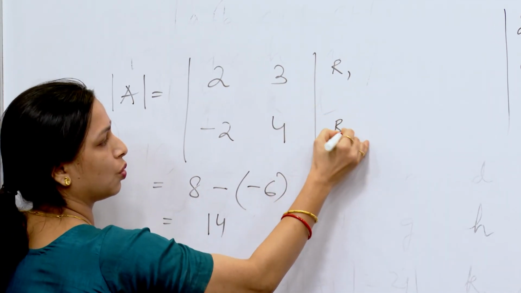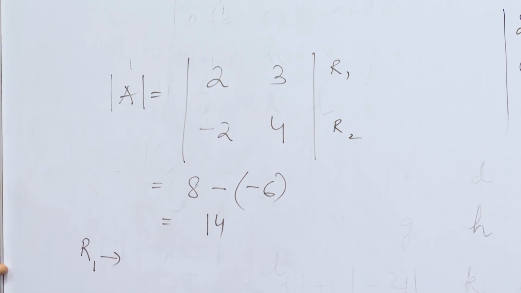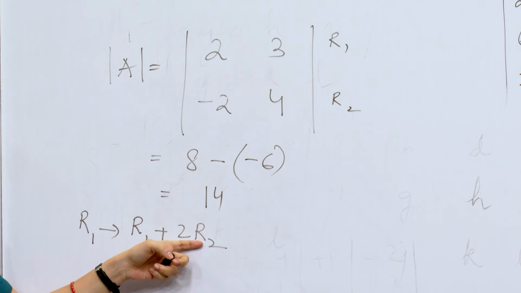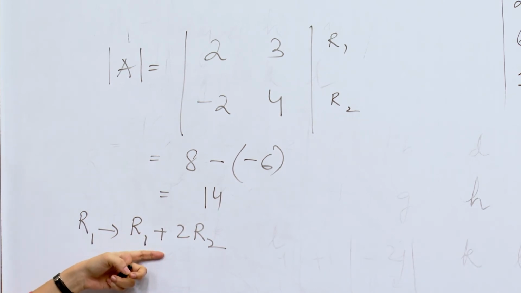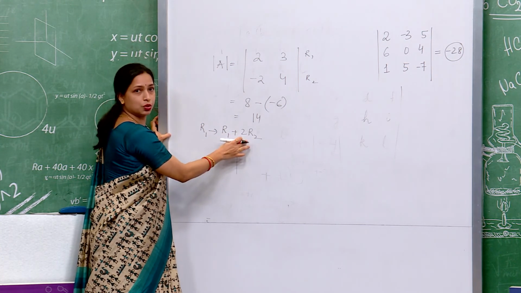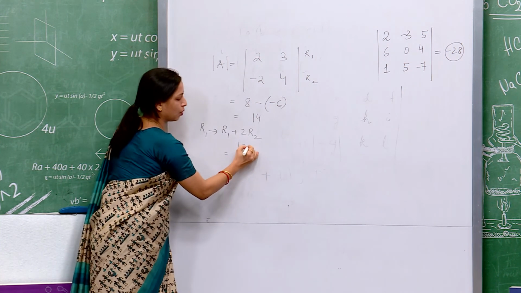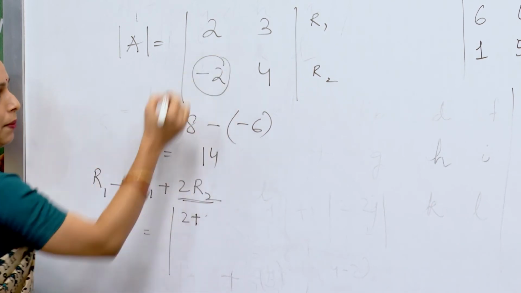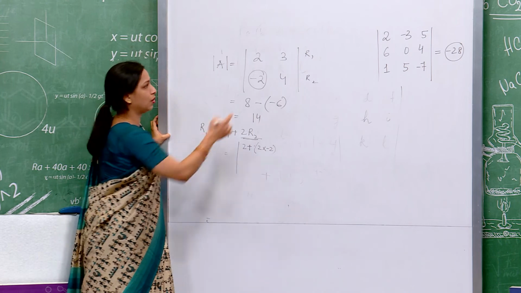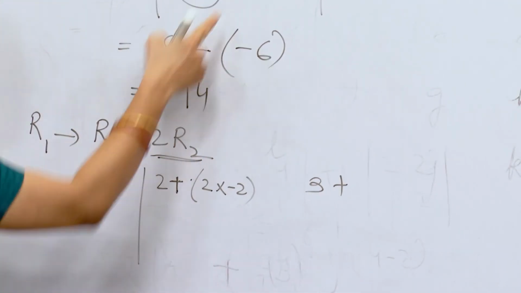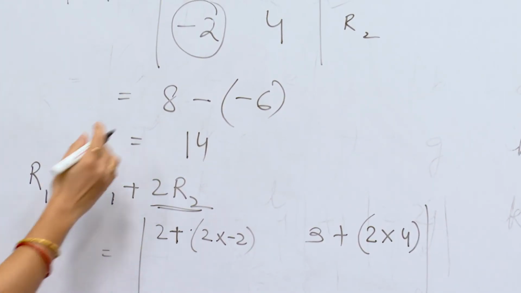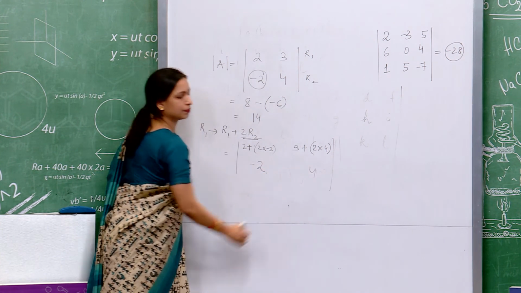Now, you know this is row 1 and this is row 2, right? If I write row 1 becomes row 1 plus 2 R2, that means here we are adding multiples of the elements of another row and making a new element. So the new determinant will be: row 1 will follow this equation, row 1 plus 2 row 2 elements. So 2 plus 2 R2. What is the row 2 element? Minus 2. So here 2 into minus 2. Next element of the same row, 3 plus 2 R2, the element is 4, so it will be 2 into 4. Row 2 will remain the same, that is minus 2 and 4.